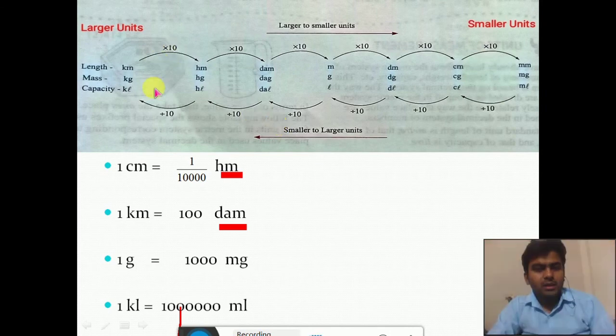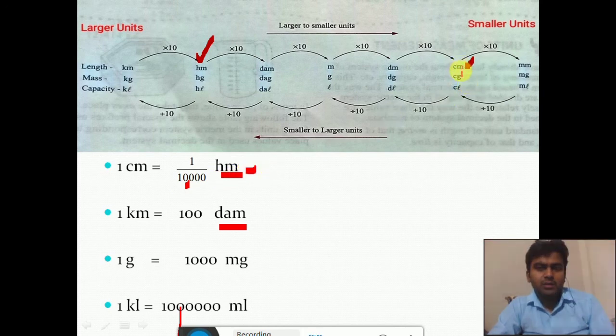So, centimeter, where is the centimeter written? Here the centimeter is written. Centimeter to hectometer, HM. Here the HM is written. So, how many jumps? How many backward jumps? 1, 2, 3, 4. So, you have to divide the number by 10,000.